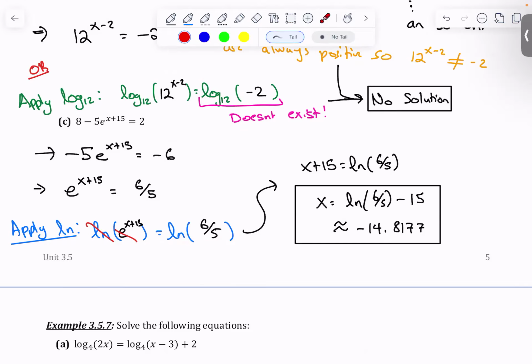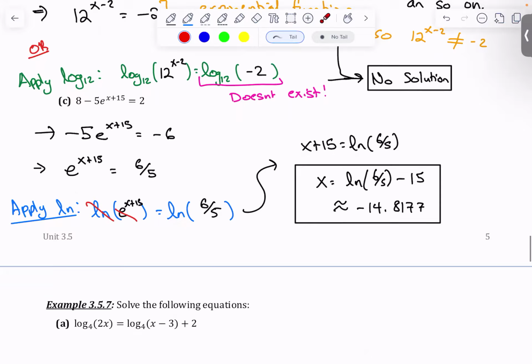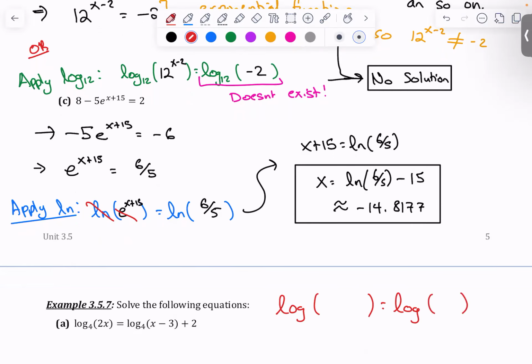Okay? And Victor: I think it would take longer, but is it possible to do the common log and then take the power rule? Yes, you can, but it's going to take longer. You can use common log, because then the e and the log don't cancel. If you use log instead, so log of the left-hand side equals log of the right-hand side, that is log of e to the x plus 15 equals log of 6/5.